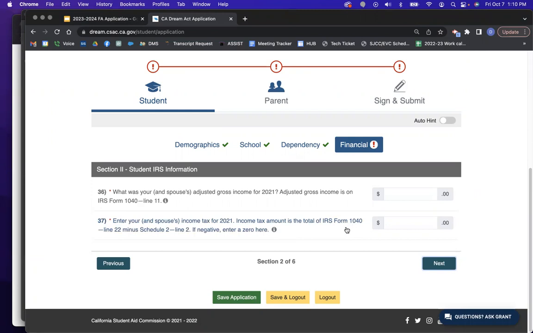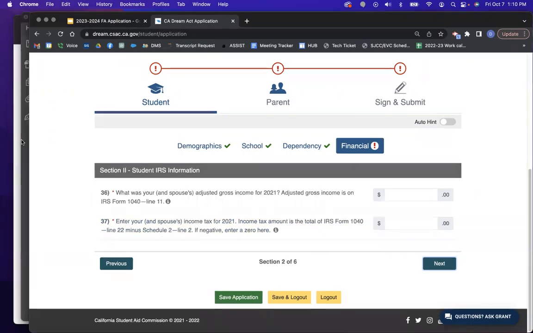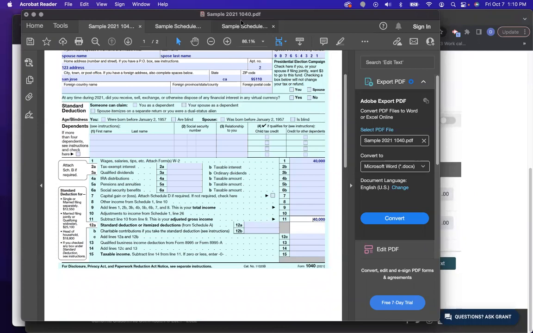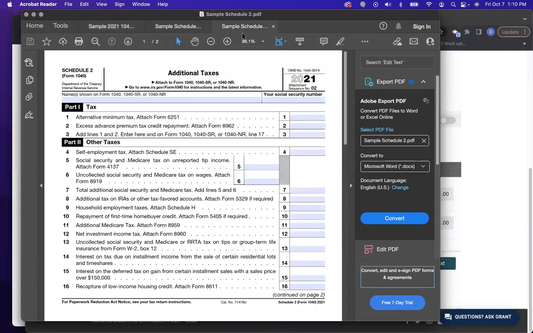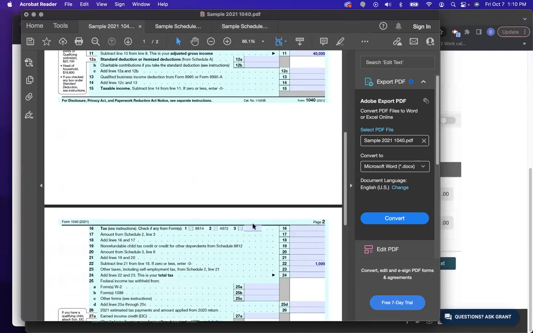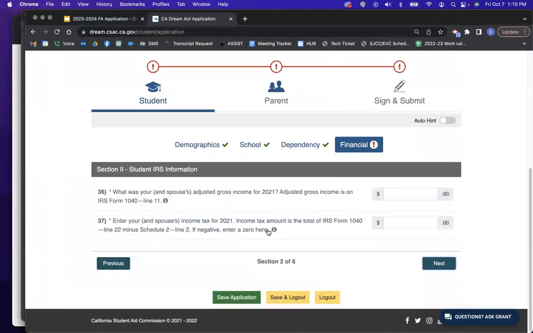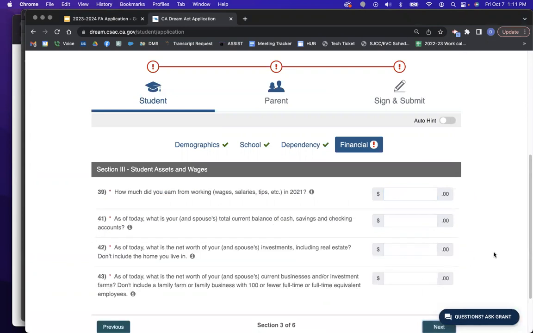form 1040, line 22, and then subtract whatever is on line 2 of Schedule 2. So then that's why I mentioned at the beginning, you want to see if there is a Schedule 2 in your document, because if there is, then you are going to need it, right? So right now we're going to assume this is a 0. And so in line 22 of the 1040, it'll be $1,000. So it says whatever's on line 22, which is $1,000, minus whatever's on line 2, which is 0. Then we would just put 1,000 on here. And 40,000 on here. This is just the sample number that I put together for the purposes of this application.